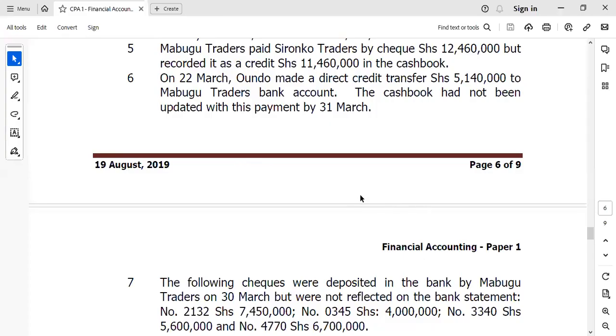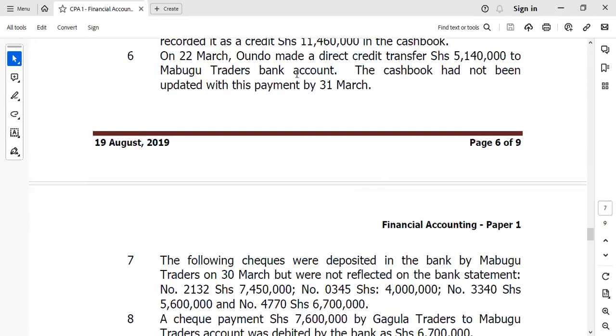Now we move to note 6. Made a direct credit transfer of this to Mabugu Traders Bank account. The cash book was not updated with this payment by 31st March. This is a direct credit which requires a debit entry in your adjusted cash book. So you debit your cash book.